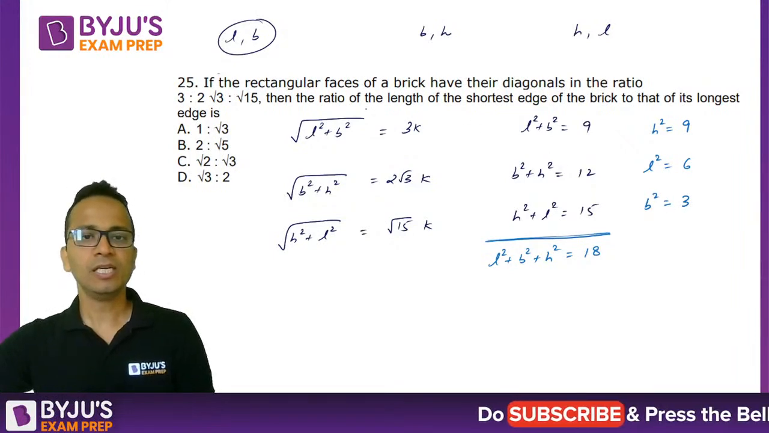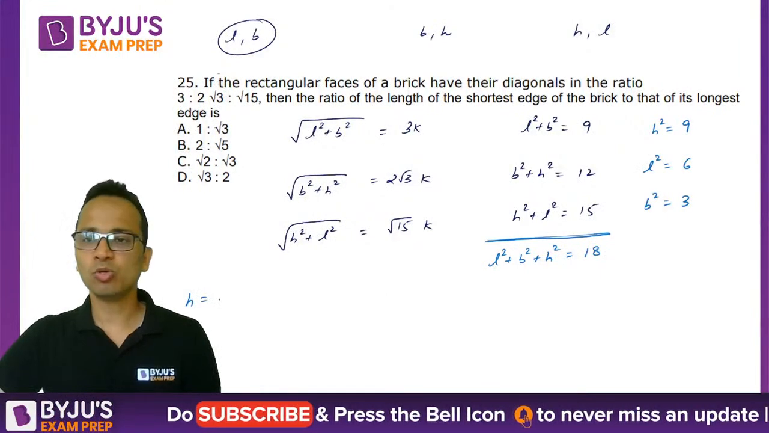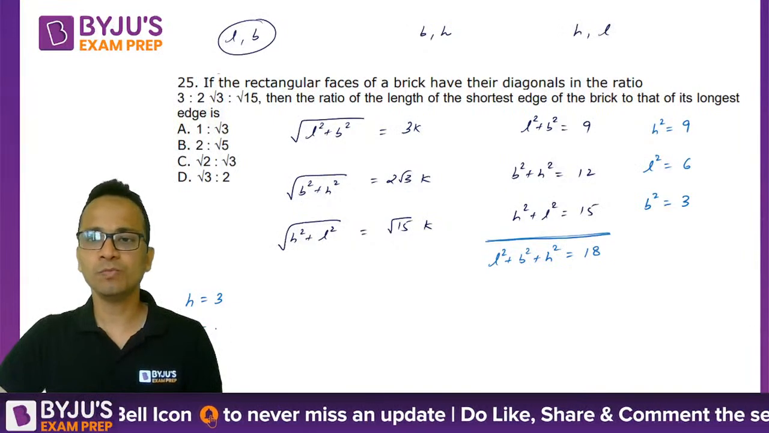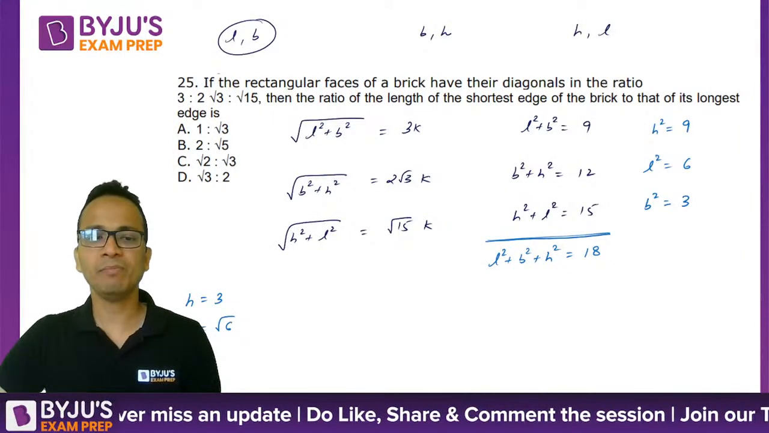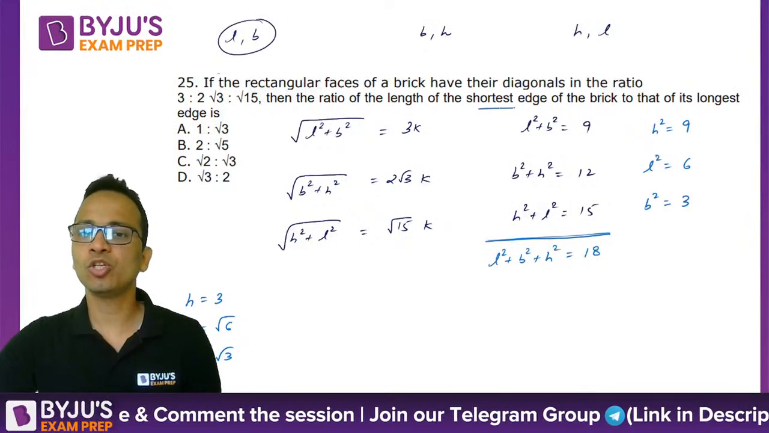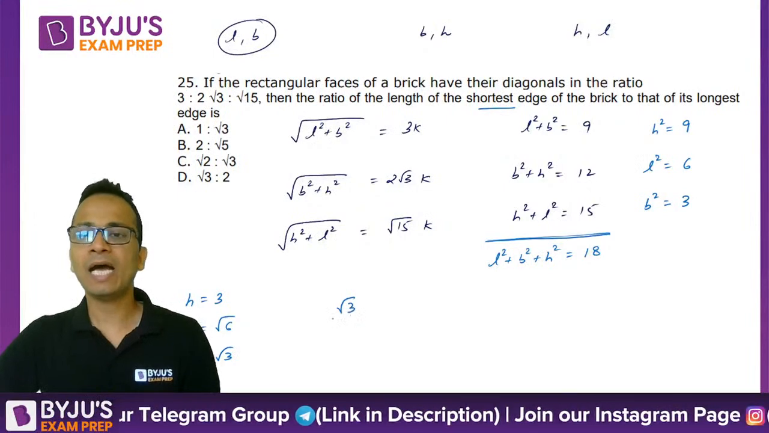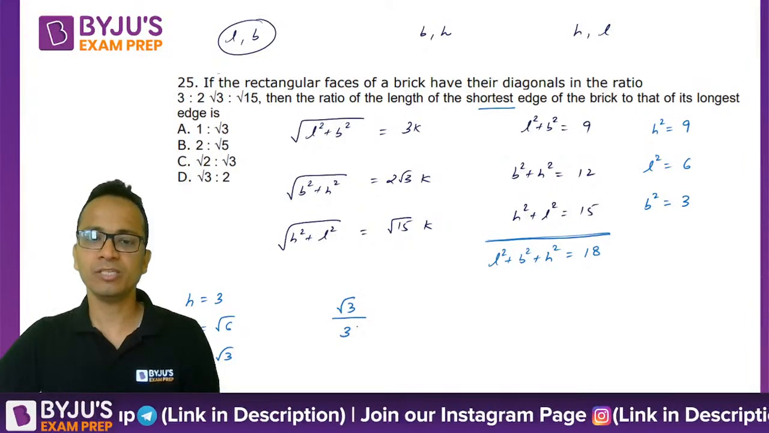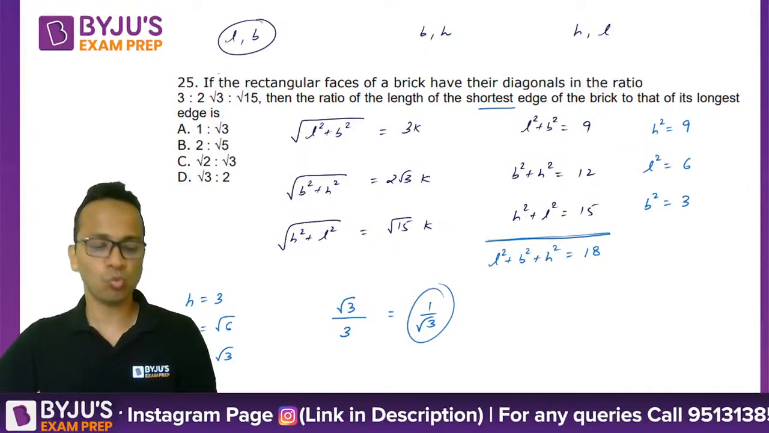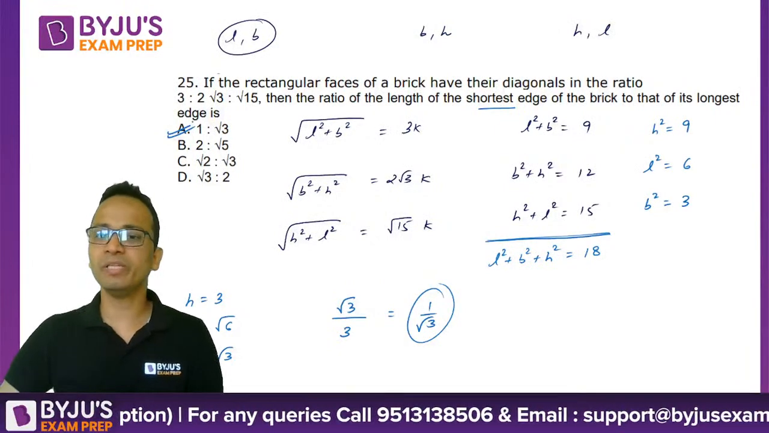Alright, now h will be equal to under root of 9, that is 3. L will be equal to under root 6 and b will be equal to under root 3. Now they want the ratio of the length of the shortest side, so shortest side will be under root 3 and the longest side, that is 3. So this will be the ratio, which is 1 upon under root 3. So 1 upon under root 3 will be the answer. So option A will be the correct one.